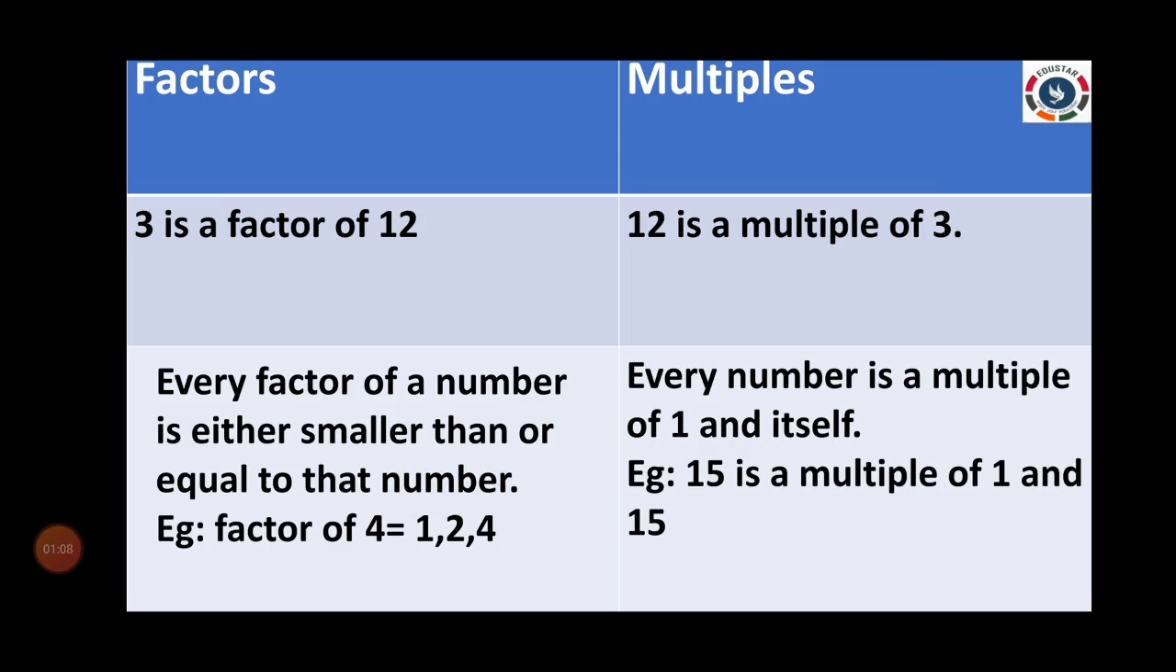Then every number is a multiple of 1 and itself. For example, 15 is a multiple of 1 and 15. 1 fifteen is 15, 15 ones are 15. So in the 1 table and the 15 table, you get 15 in both. Every number is a multiple of 1 and itself.